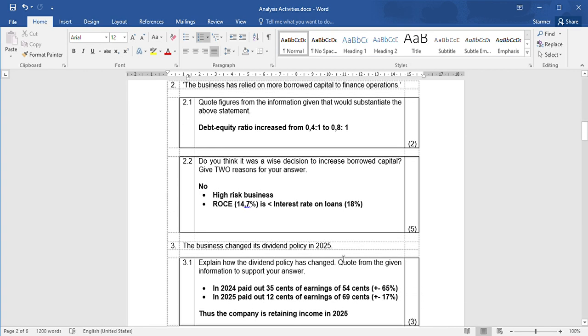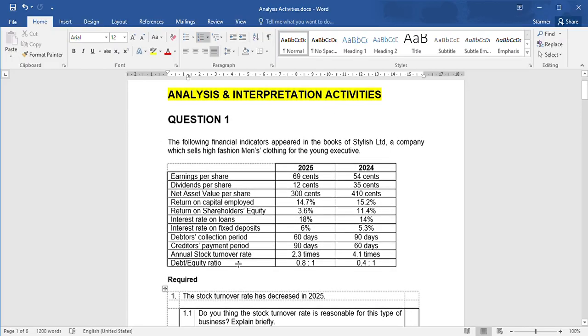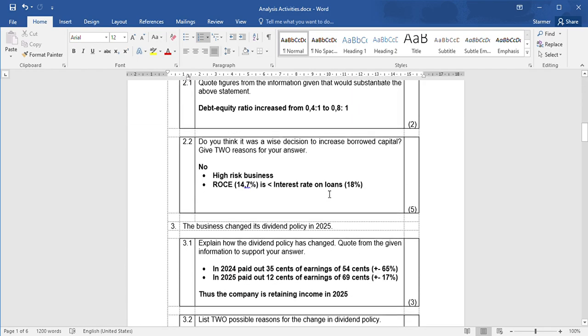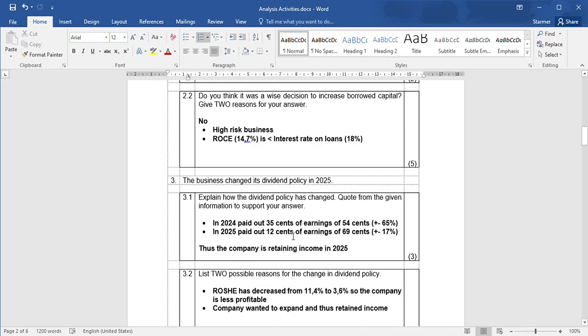Right, then the business changed its dividend policy. Explain how it's changed. When you ask about the change in dividend policy, you need to work out how much of your earnings are being paid to your shareholders. In other words, you're going to look at your earnings per share here and then see how much of that is getting paid out to shareholders. Now you can see in 2024, the company is paying out a much higher percentage than in 2025. And quote those figures. So I wrote here that they paid out 35 cents out of 54 cents rather, which is around about 65%.